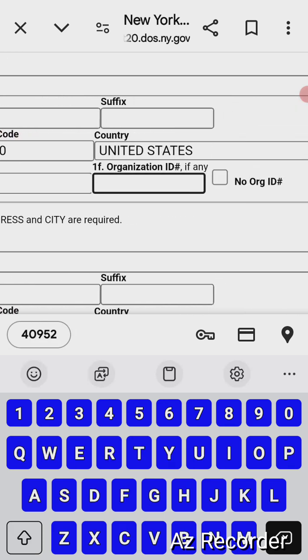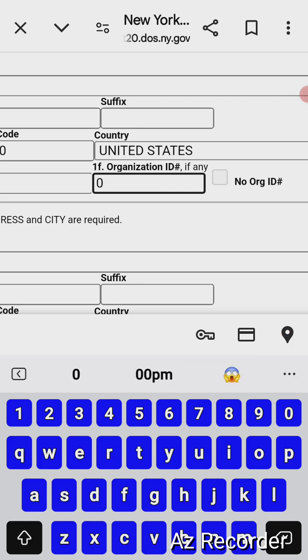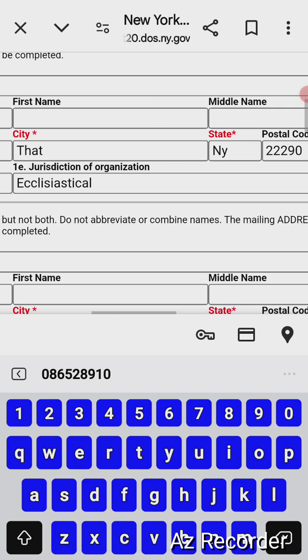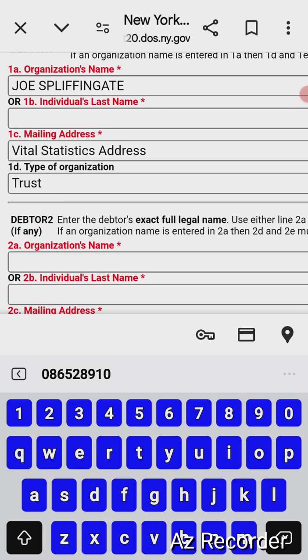The organization ID is going to be your social. These are just some numbers I'm throwing in here. They don't mean anything, and it's not connected to anybody that I know of. It's your exemption number, and your exemption number is a social security number without the dashes. So that would go in this section here. That would cover that for now.